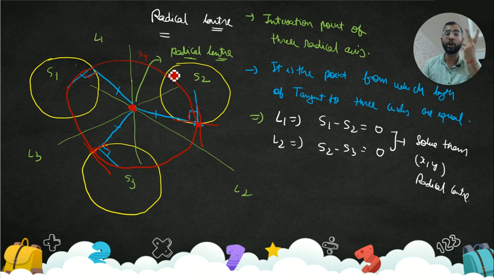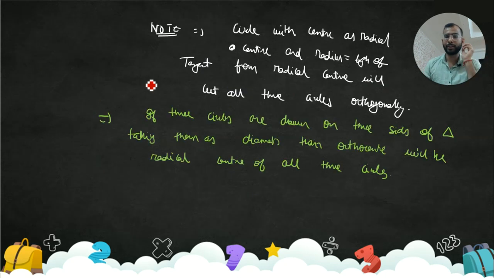S4, S2 would be orthogonal. Orthogonal means both intersect at 90 degree. S4, S3 orthogonal, S1, S3 orthogonal. When a circle is drawn with the center as radical center and radius as length of tangent drawn from radical center to any of the circles. ठीक है, ये समझ में आया. Next क्या है? First point clear?